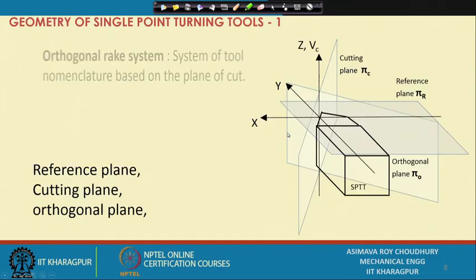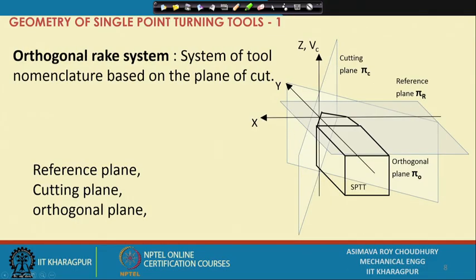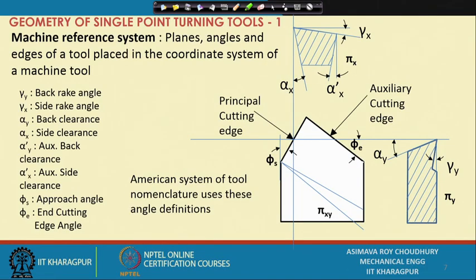So, if the velocity vector is exactly perpendicular, if it is exactly in z axis, we will have the reference plane equal to pi xy. So, we will formally define gamma y as back rake, and it is the angle between the rake surface and the reference plane in the machine transverse plane.